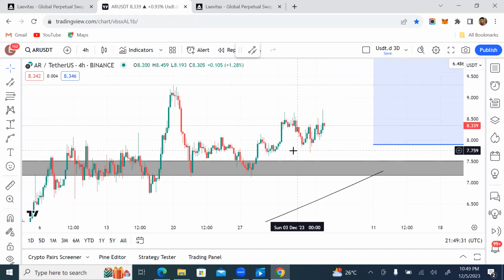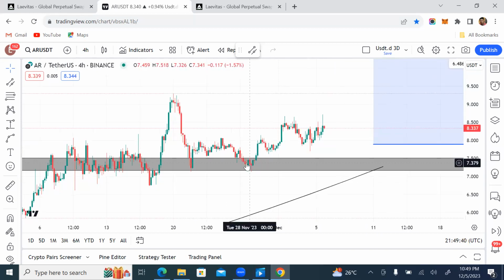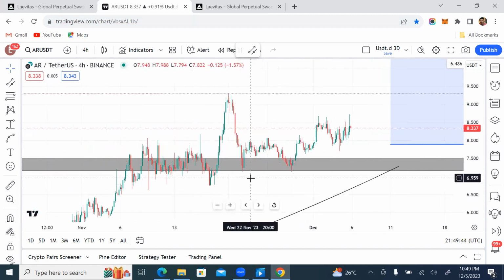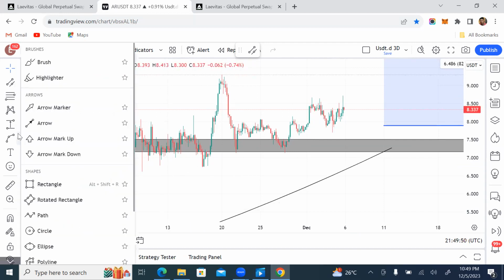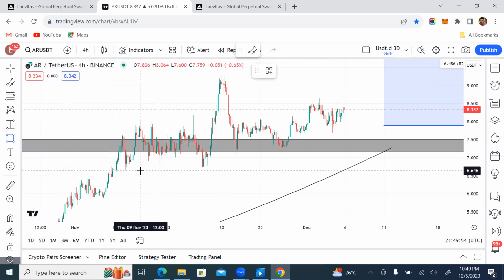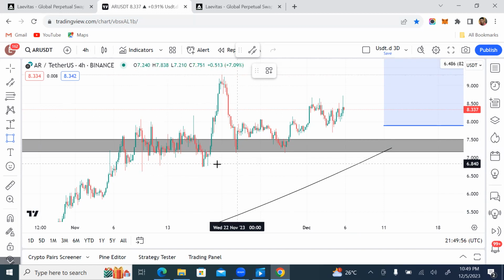So what can we see here? All I can see here is that we had an inverse head and shoulders. Obviously, this is looking like a reaccumulation. For those of you who are in my trading session, you should know by now what this signifies, right?